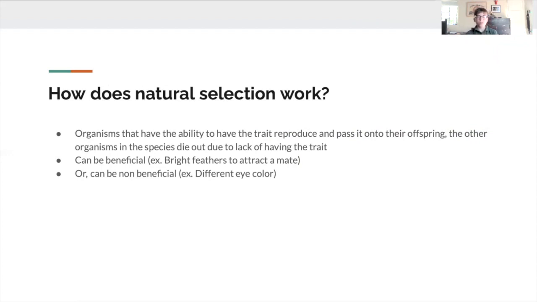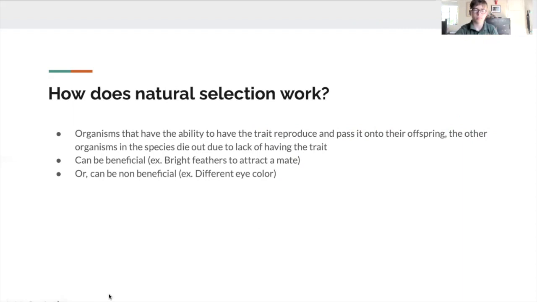And the genes can be beneficial or non-beneficial. A beneficial gene, an example would be bright feathers on a bird, let's say a toucan. Bright feathers attract a mate so they can reproduce and pass it on to their offspring. Or it can be just for show or non-beneficial. For example, if you have green eyes, then that's likely a genetic mutation that went on in your body that gave you green eyes. So it's a non-beneficial natural selection gene.